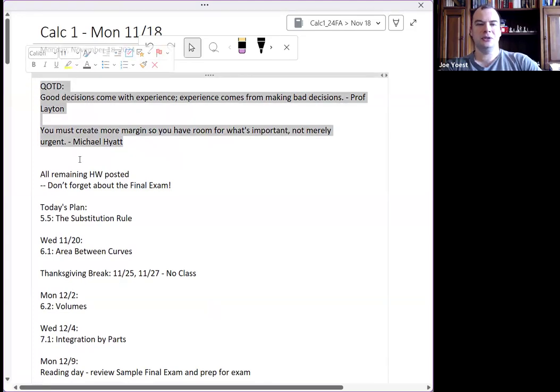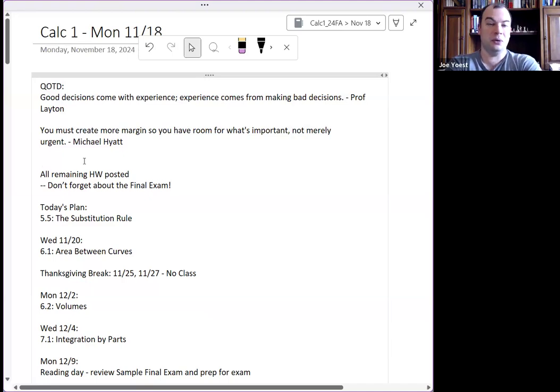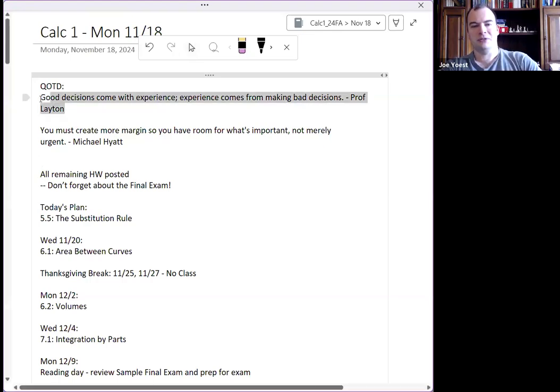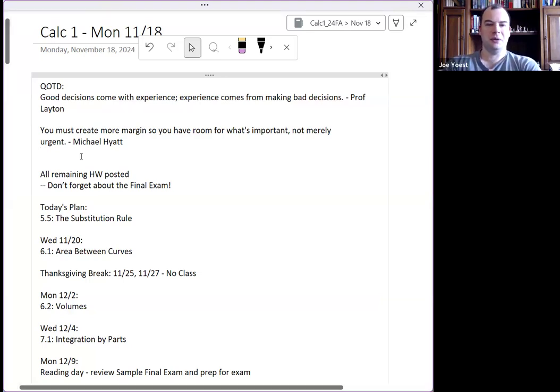Okay, the two quotes of the day today. One of them we certainly discussed before, and one of them touches on an idea that we've discussed before. The first quote, from my favorite professor, Bill Layton: good decisions come with experience, and experience comes from making bad decisions. So, we're near the end of the semester now.